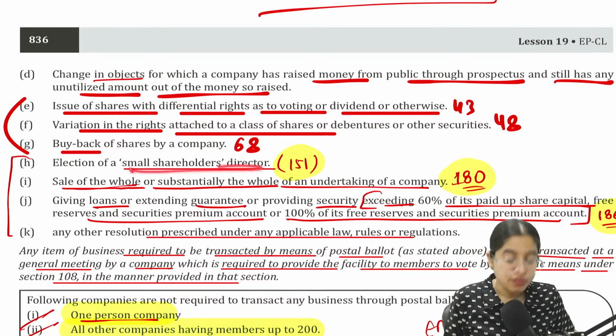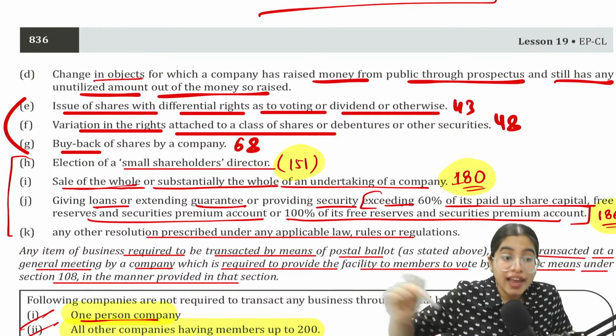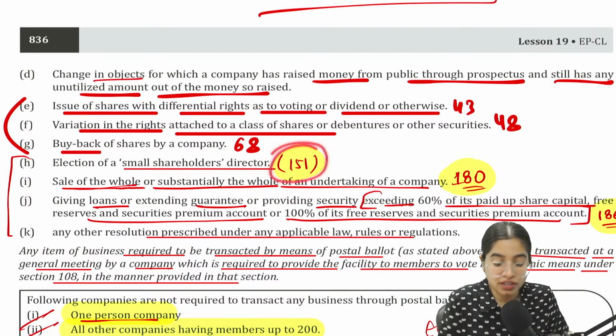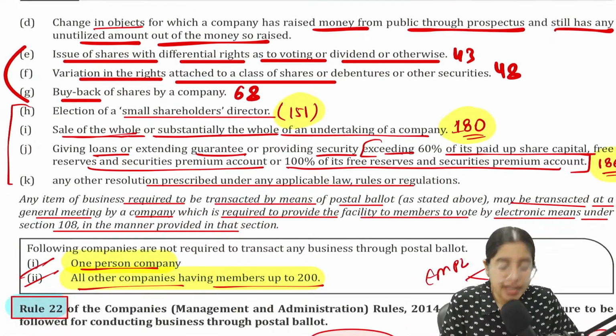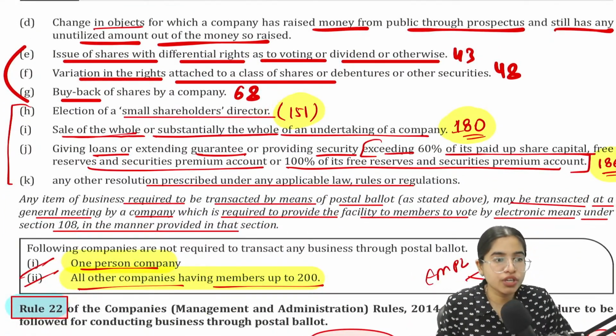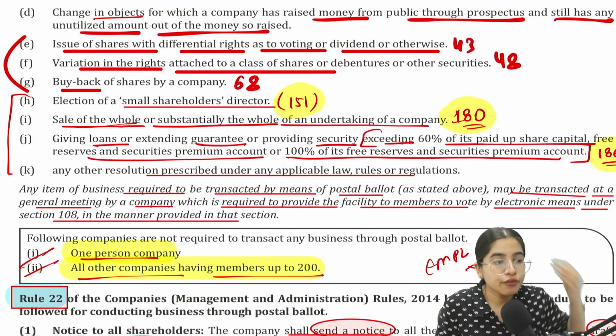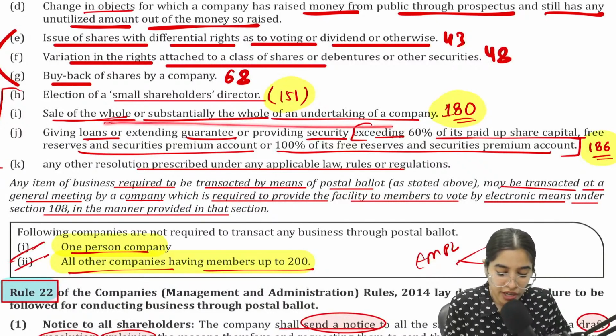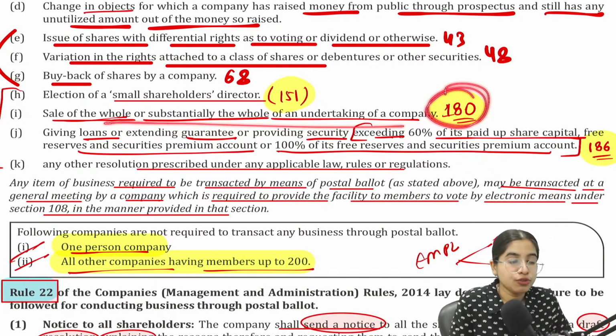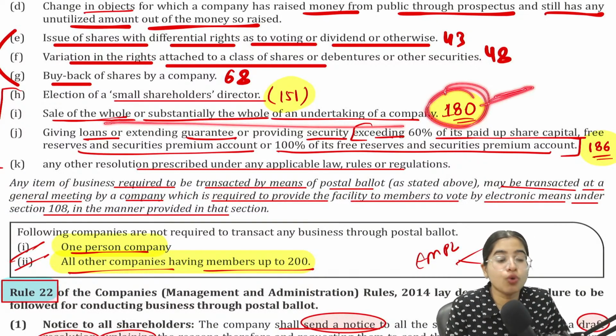Next is election of small shareholder director. If you want to elect any small shareholder director, we will revise in section 151 tomorrow. That election, resolution can be passed only through postal ballot. If you want to sell your undertaking, if you want to sell your company, you can pass that resolution only through postal ballot, discussed in section 180.